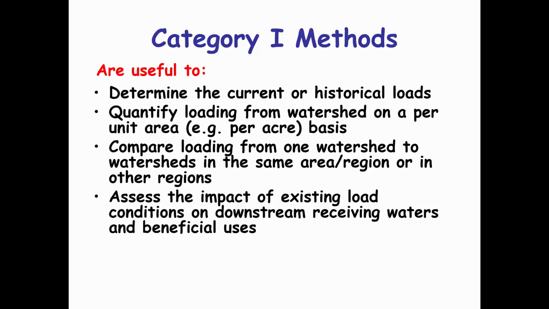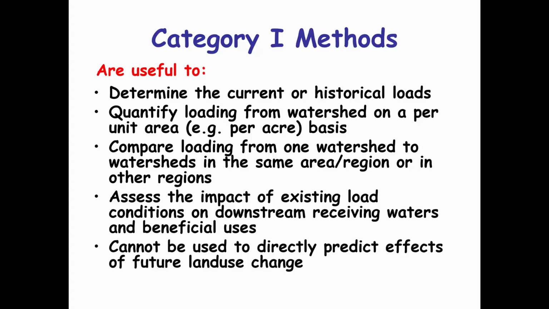These loads that are derived can be used in trying to quantify the possible effects on downstream receiving waters. So if you're quantifying the load coming from a channel reach or a river reach, creek reach or something like that, that load can be used to determine what impact it will have, let's say, on a lake or reservoir downstream, and what effect that would then have on the beneficial uses of that downstream water. As I've already mentioned, these methods cannot be used to predict the effects of future land use change.